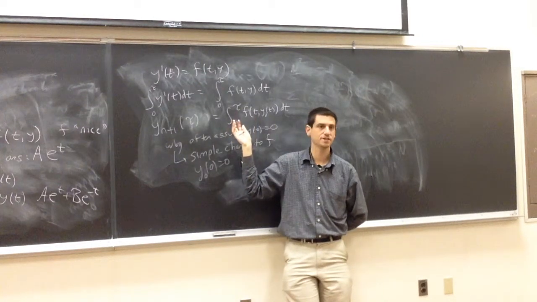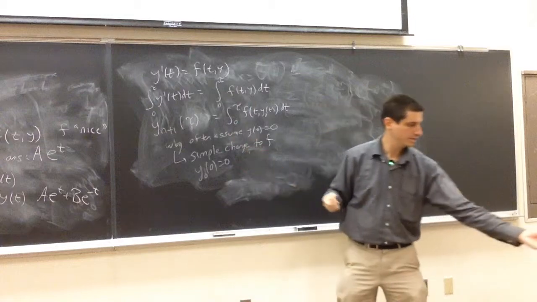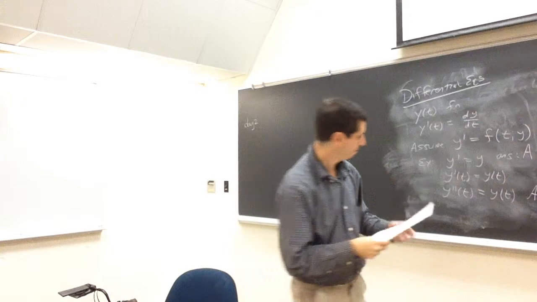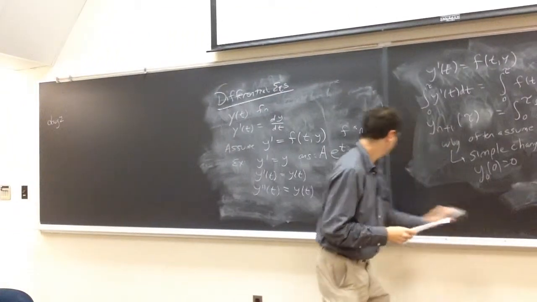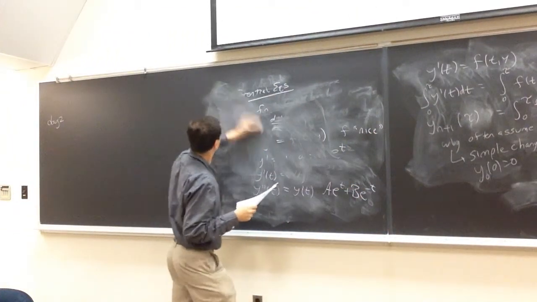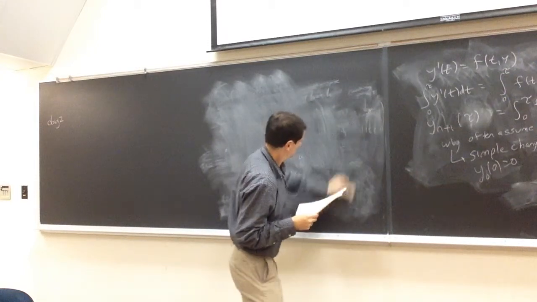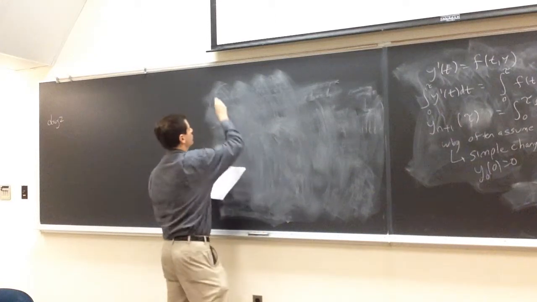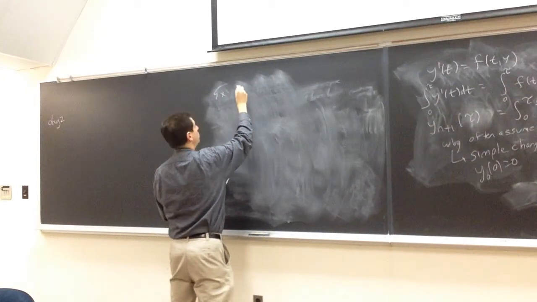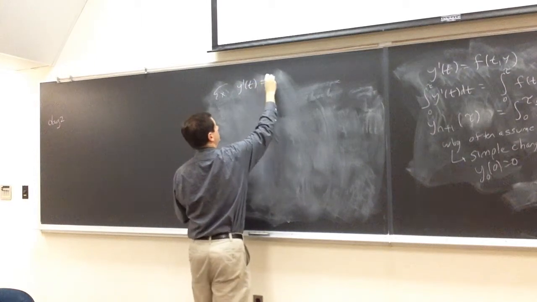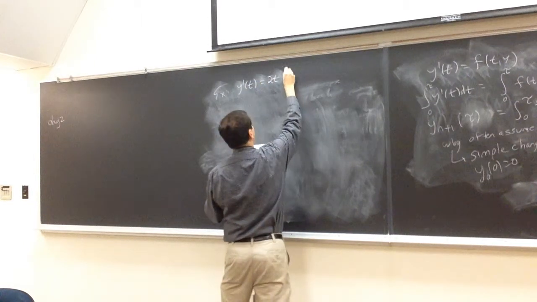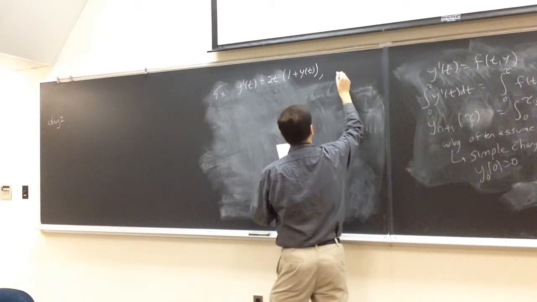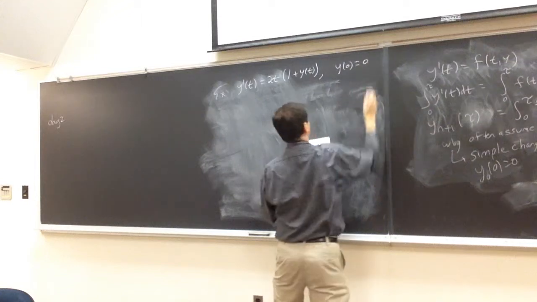If you want, we can do a specific example right now. Why don't we do that? Let's write down an f, and let's do a specific example. I think I wrote one that's pretty nice. Okay, so example, let's take y prime of t is 2t times 1 plus y of t, and y of 0 equals 0.